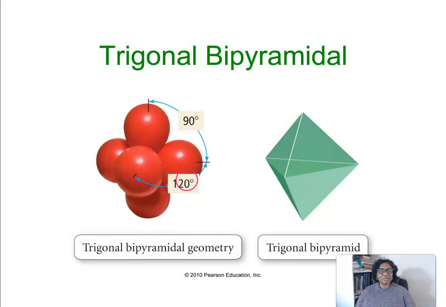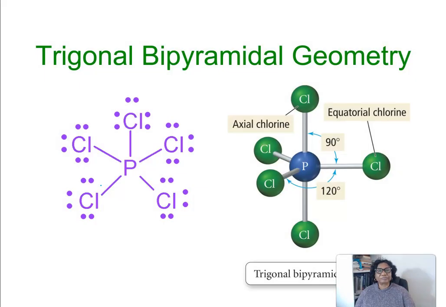So you can see it here. So these are equatorial, equatorial, equatorial, and these are axial and axial. Example is PCl5. So you can see these are axial positions, and these are equatorial positions.